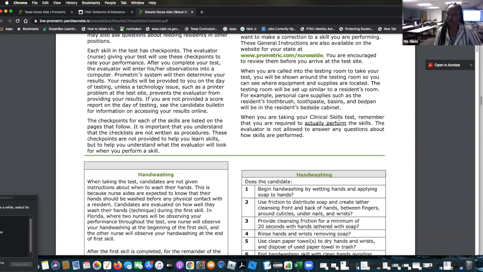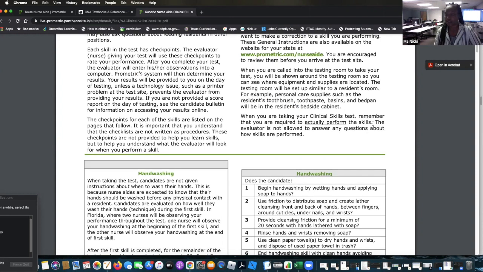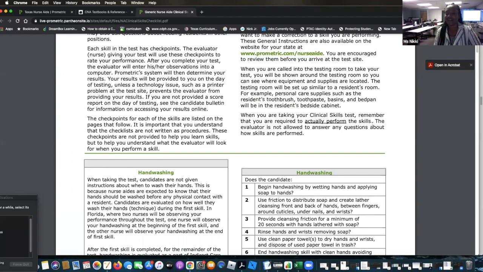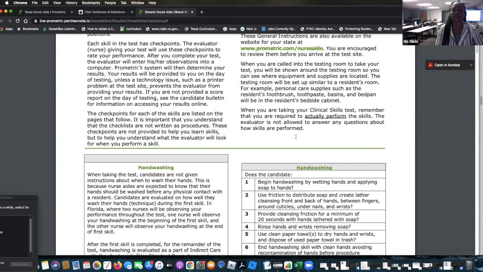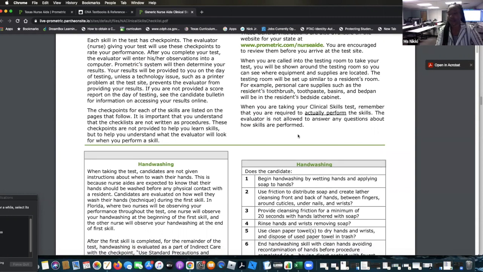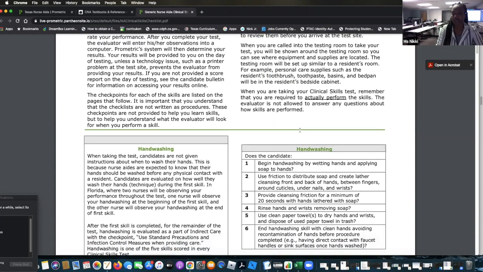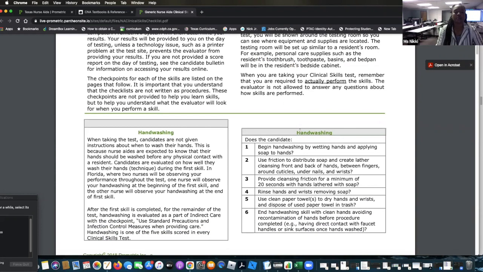When you're taking the clinical skills test, remember that you are required to actually perform the skill. You can't just quote the checklist points verbatim and stand there like you're in a spelling bee. That's not going to work. The evaluator is not allowed to answer any questions about how the skills are performed. So if you have any questions, you definitely need to ask prior to anything starting. I'm sure she'll be happy to answer what she can.